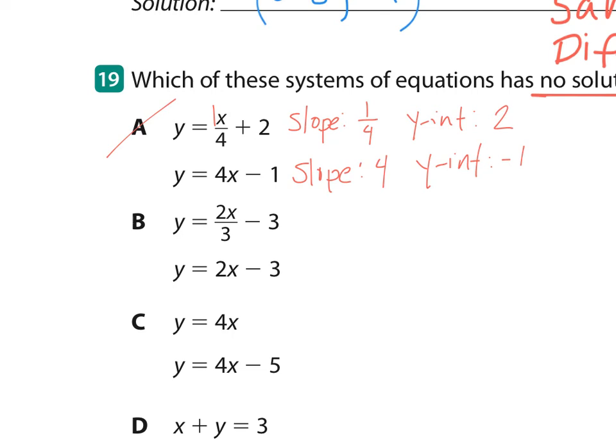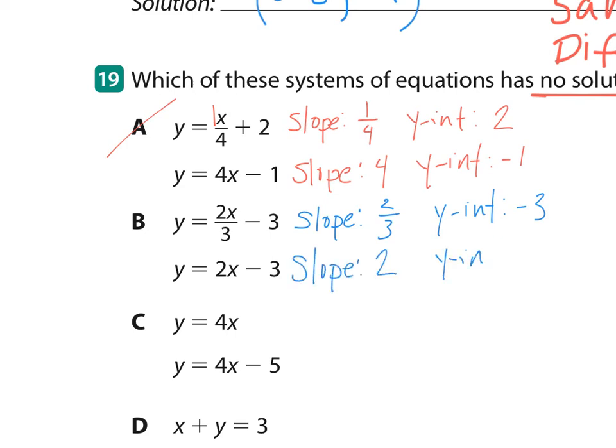B, 2/3 x minus 3. So slope of 2/3. This one has a y-intercept of negative 3. Okay. Second equation, slope of 2, y-intercept of negative 3. So I've got the same y-intercept, again, different slopes. As long as I have slopes that aren't the same, I always have an answer. So B, thanks for playing, but you're not it.